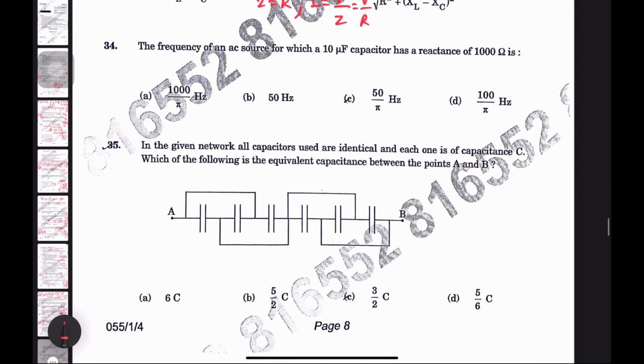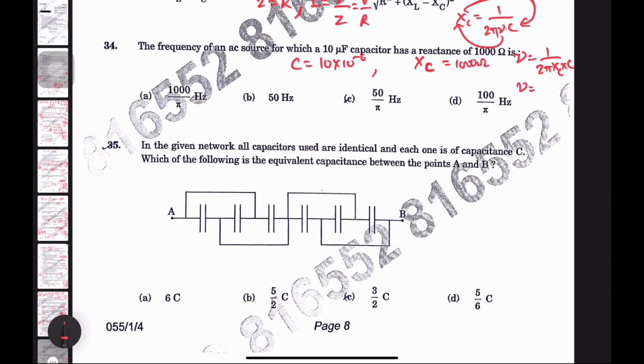In question number 33, the frequency of an AC source for which a 10 microfarad capacitor has a resistance of 1000 ohm is, what is the frequency at which a capacitor having capacitance C equal to 10 into 10 raised to power minus 6, and the capacitive reactance Xc is equal to 1000 ohm. So we have to use the formula Xc is equal to 1 upon omega C. Instead of writing omega, I can put 2 pi nu, because I was interested in calculating nu. So I will take nu over here, and Xc over the denominator. So nu is equal to 1 upon 2 pi Xc into C.